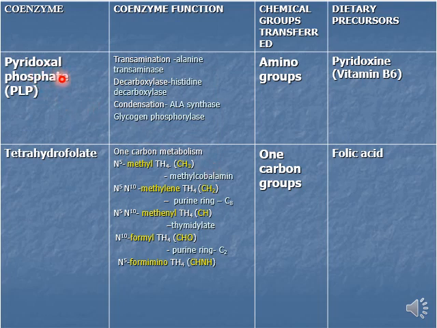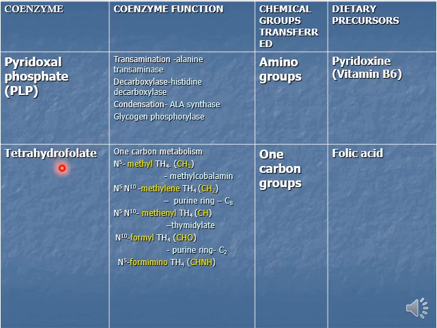Pyridoxal phosphate or PLP. It helps in transamination reactions like alanine transaminase ALT and aspartate transaminase AST. Decarboxylation reactions, for example, histidine decarboxylase. Condensation reactions, for example, ALA synthase, and phosphorylated reactions like glycogen phosphorylase. It transfers amino groups. Dietary precursor is pyridoxine or vitamin B6.